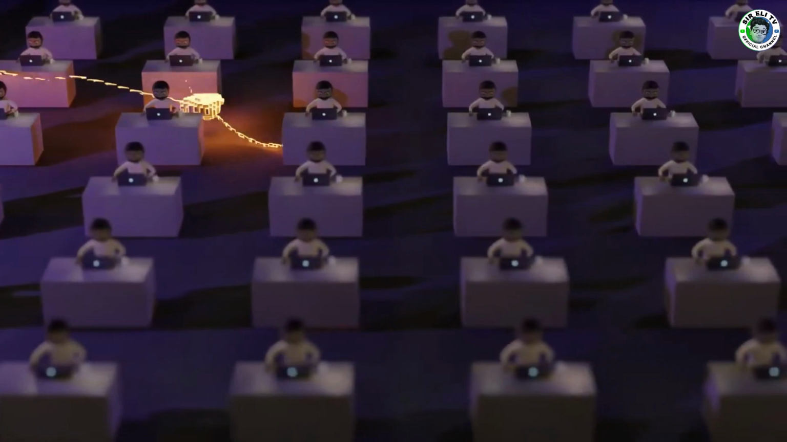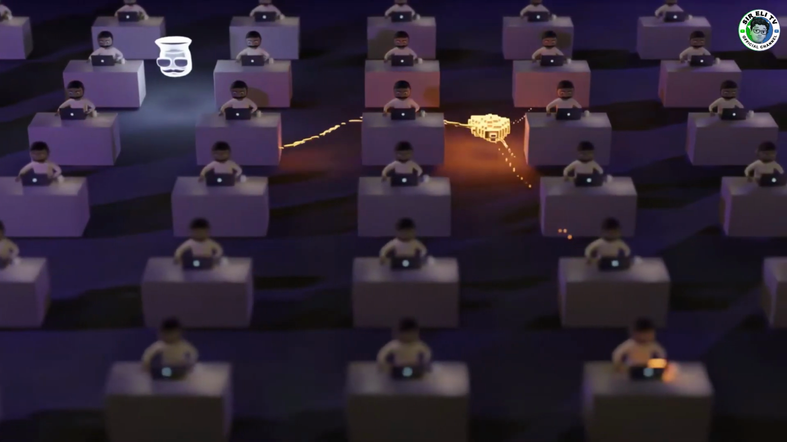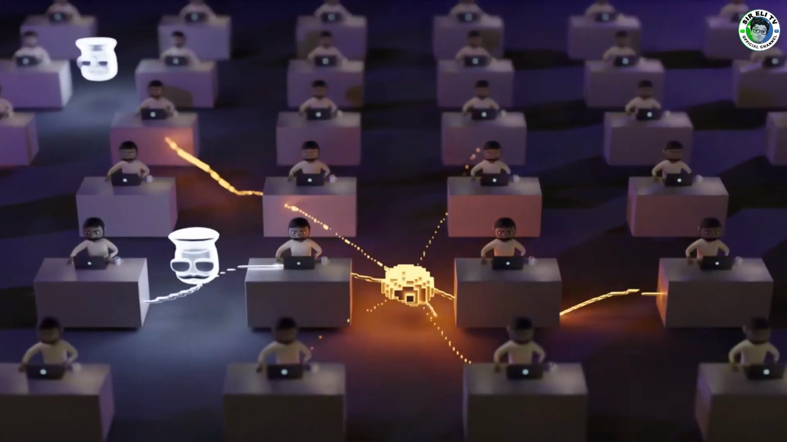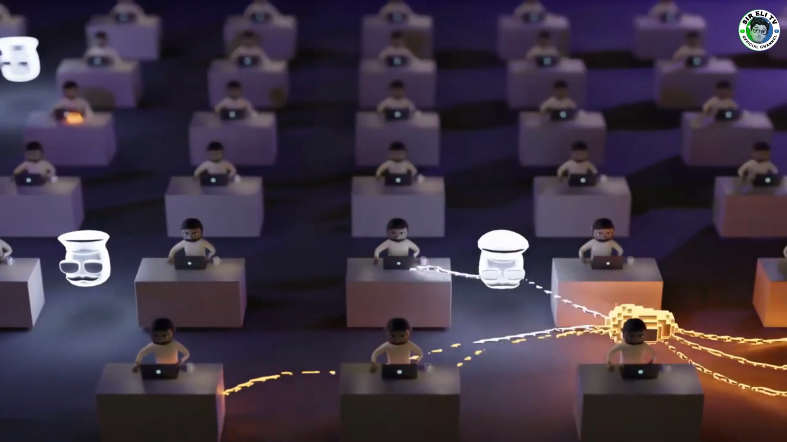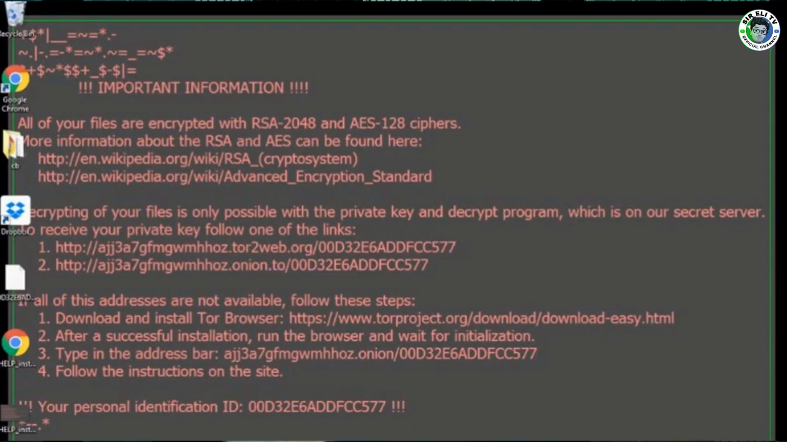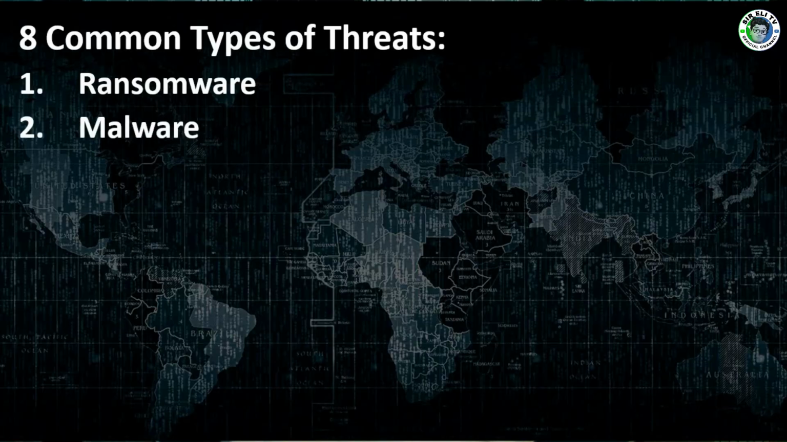While this trend began in late 2019 with Maze, it has continued to grow as more groups adopted it throughout 2021. This is an example of a ransom note posted to the desktop wallpaper of an infected machine during the payday phase. Number 2. Malware.